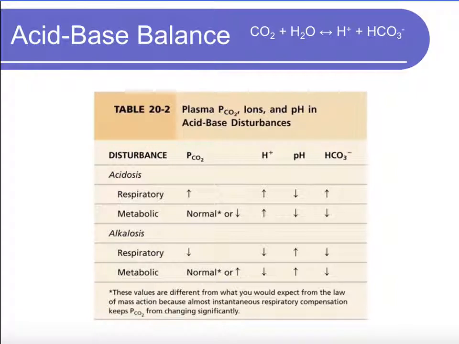Now, metabolic acidosis and alkalosis is basically anything that's not CO2 related. So making too much lactic acid, making too much keto acids. If those are the reasons why you have changes in pH, then it's a metabolic issue. So if you have a change in pH because you have kidney failure and your kidneys are not working the way that they should, then you would have metabolic acidosis.